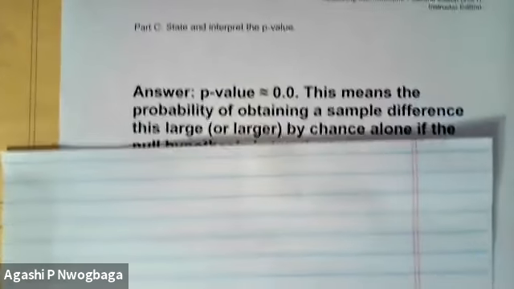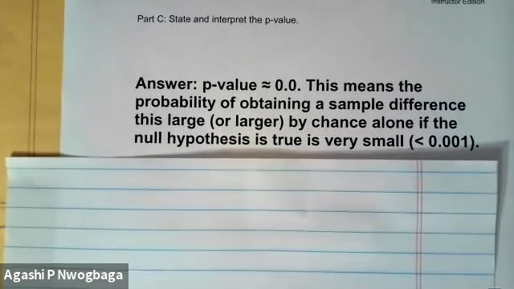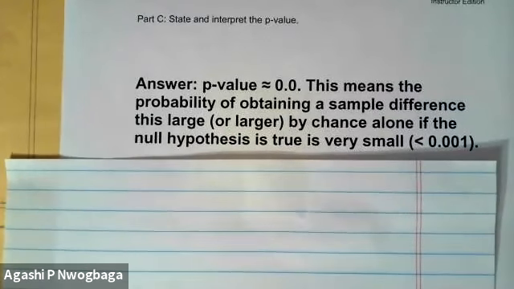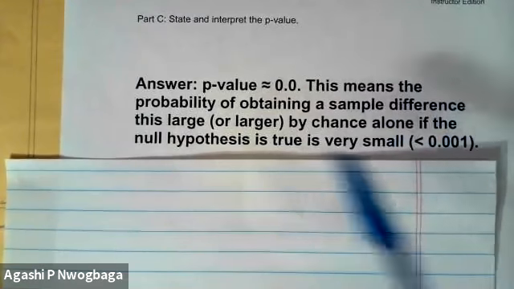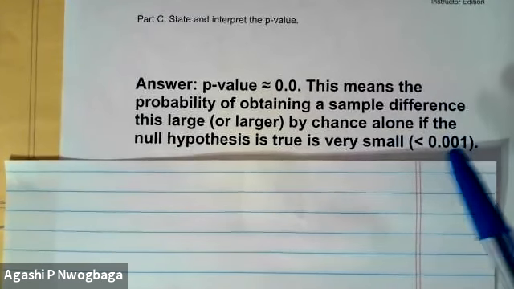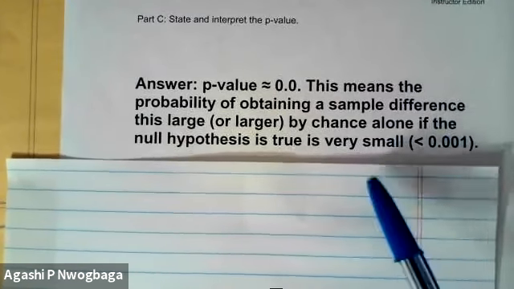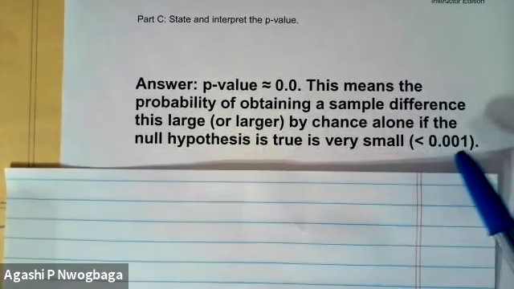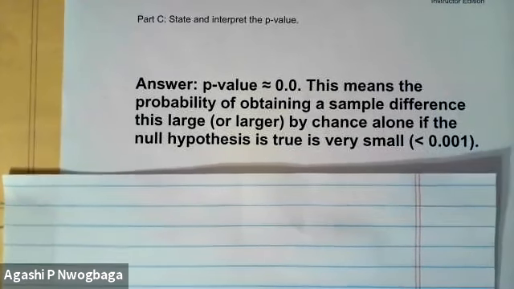So C, we want to state and interpret the p-value. Again, from the app, we see that the p-value is 0. It's boldly displayed as 0. This means that the probability of obtaining a sample difference this large or larger by chance alone, if the null hypothesis is true, is very small. It's less than 0.001.